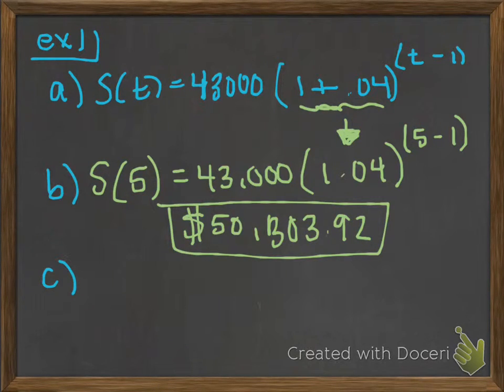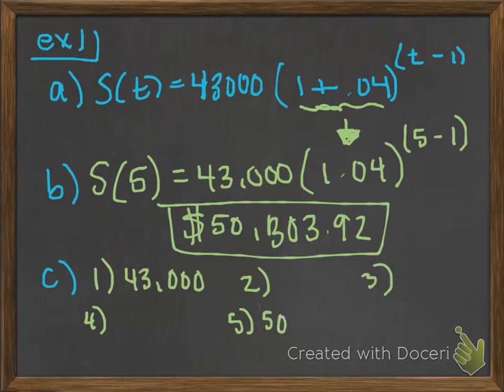Letter C wants to know what is the sum of his salary over the first 5 years. So we have to figure out his 5 years. You know the first year is 43,000. We don't know the second or the third or the fourth, but I know the 5th year is 50,303 92 cents. So what you would have to do is use the calculator and calculate how much he makes after the 2nd year, the 3rd year, the 4th year, and then you add those 3 totals up. So go ahead right now and try finding the 2nd, 3rd, and 4th year, and then add all 5 years up.